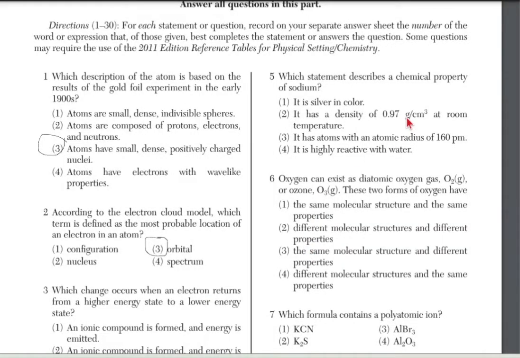Which statement describes the chemical property of sodium? We can eliminate 1 because color is a physical property. We can also eliminate 2 since it's talking about density, which is also a physical property. 3 can be eliminated because the atomic radius is also a physical property. This makes the answer 4 because it must react with water, or reaction, which is the key word that makes us know that this is a chemical property.